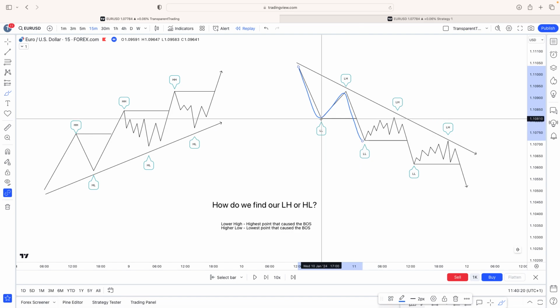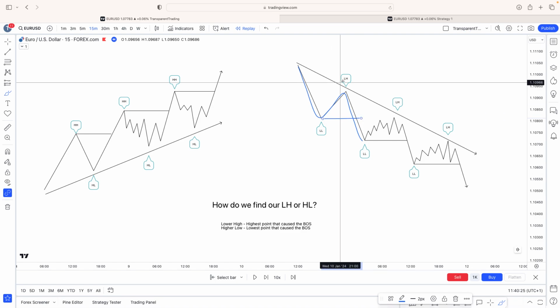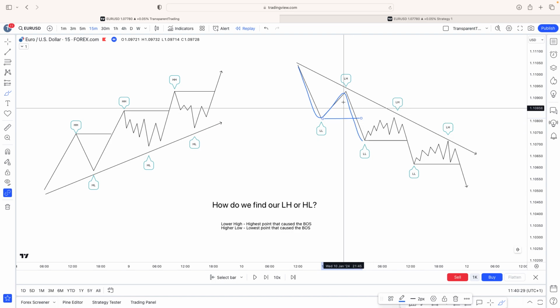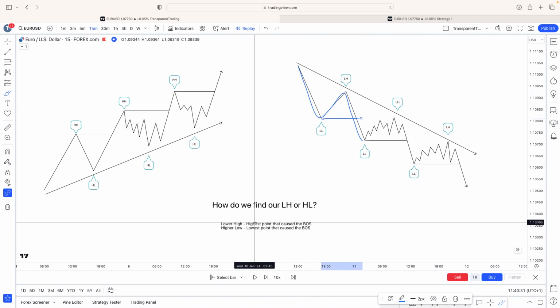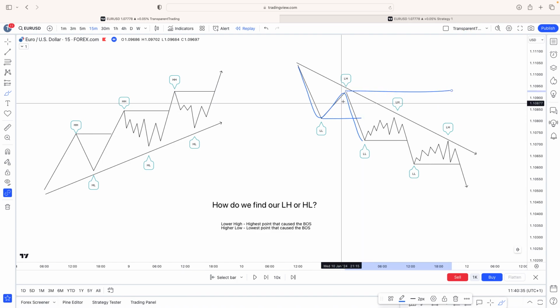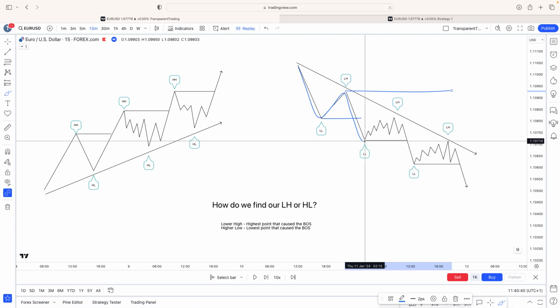As soon as we have this break of structure, we know that there is a lower high that caused that break of structure that is now cemented, okay? So where is that? The lower high is the highest point that caused the break of structure, and that's going to be here, okay? Once we have a break of structure, we can expect a pullback. Price then starts pulling back, okay?